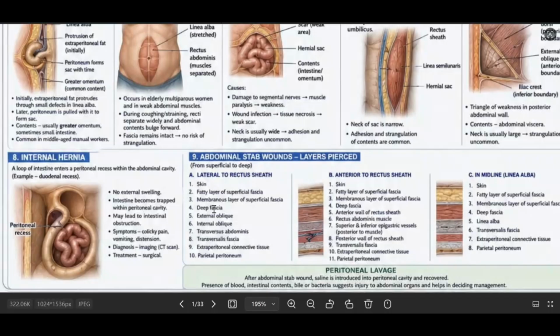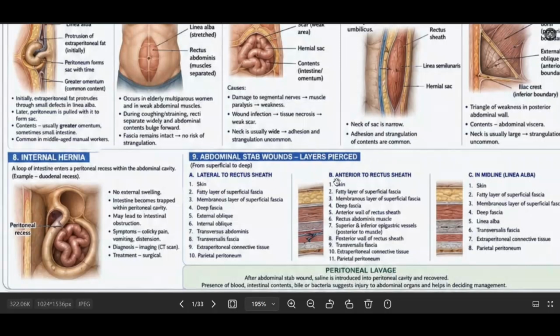Then from the superficial fascia down we have the deep fascia, then the external oblique muscle or aponeurosis, then the internal oblique muscle or aponeurosis, then below it the transversus abdominis muscle or aponeurosis. Below the transversus abdominis there is the transversalis fascia lining it, and below the transversalis fascia we have the extraperitoneal connective tissue, which usually contains fat, and then the parietal peritoneum. If the stab wound pierces the parietal peritoneum, there is a very good chance that it can pierce our abdominal viscera.